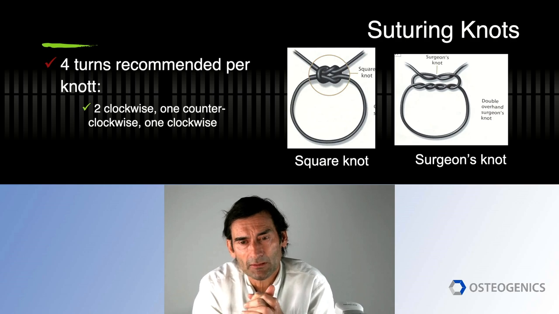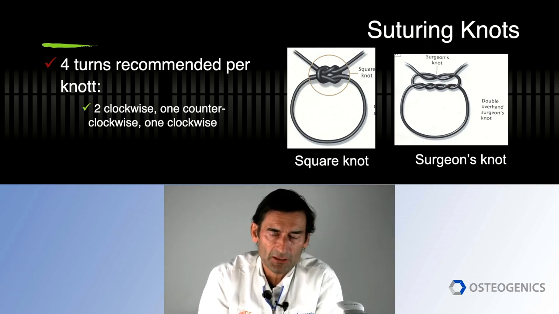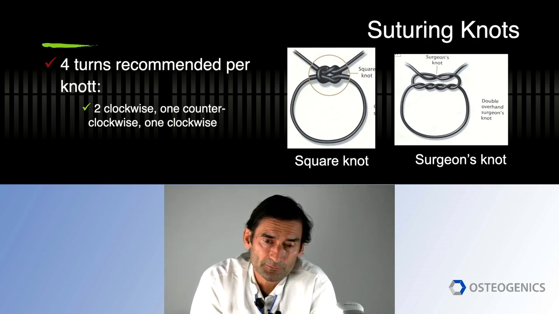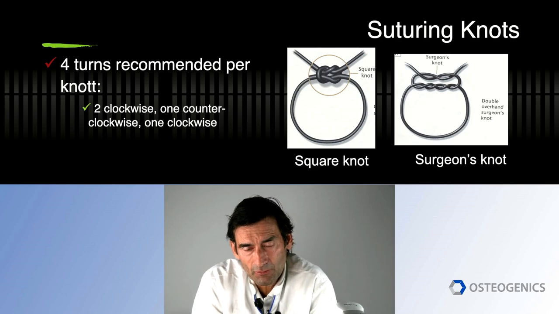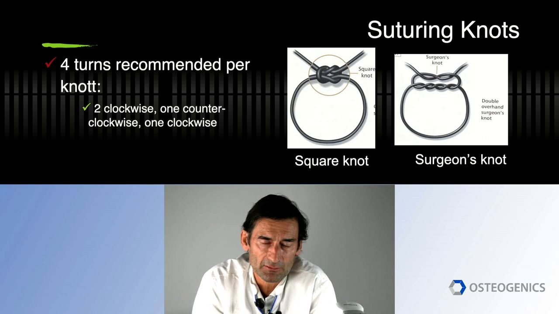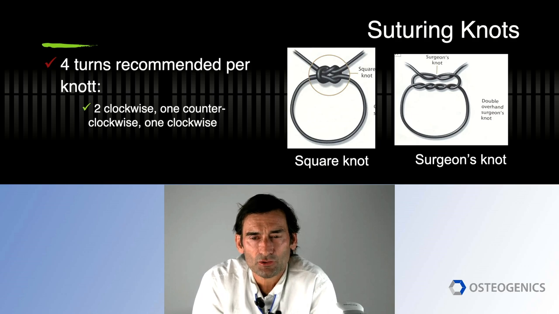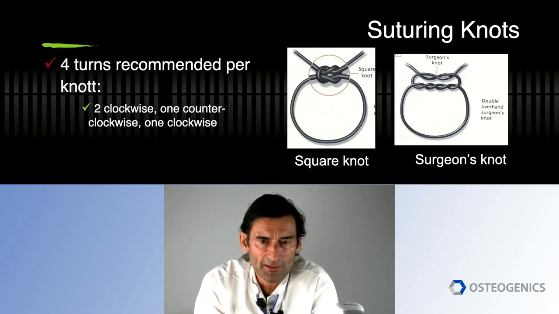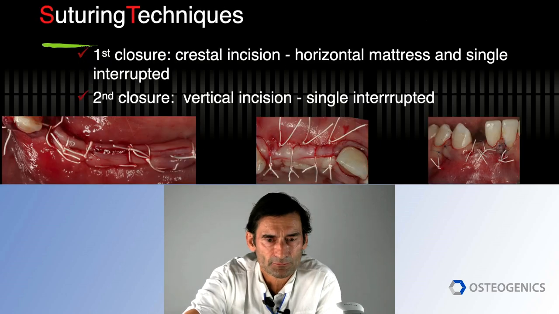And then there's one more thing that I would like to mention here regarding suture cutting. Make sure that your team, whoever cuts the suture, doesn't cut it too close to the knot, because obviously it can loosen. So I always like the suture to be cut approximately 3 to 5 millimeters above the knot. That really helps me to maintain stability.